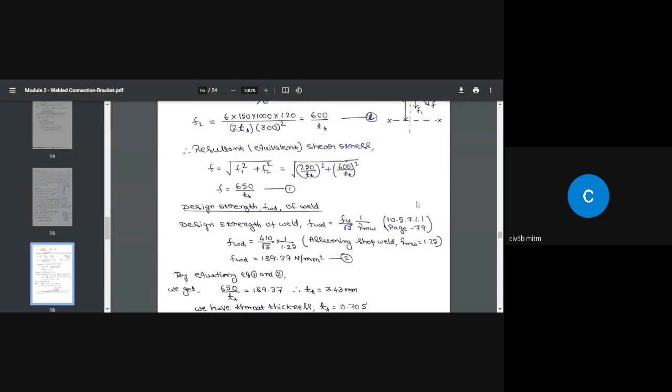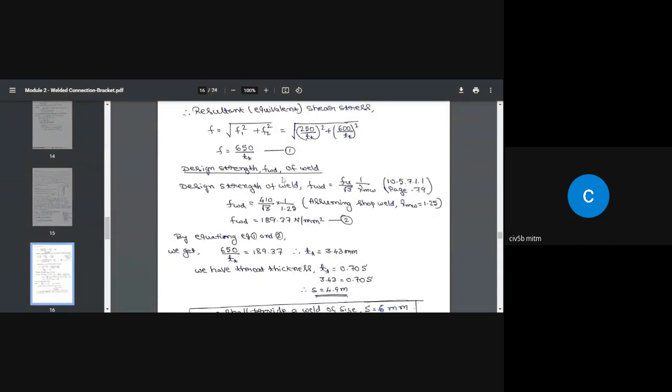Then what is the design strength of the weld? Design strength of the weld FWD equal to FU by root 3 multiplied by 1 by gamma MW. This is the formula we have from here. So find out what is FWD. Here we are assuming that the welding is being done at the workshop itself. So when it is done at the workshop, as per table 5 on page 30, this is 1.25. So find out what is FWD.